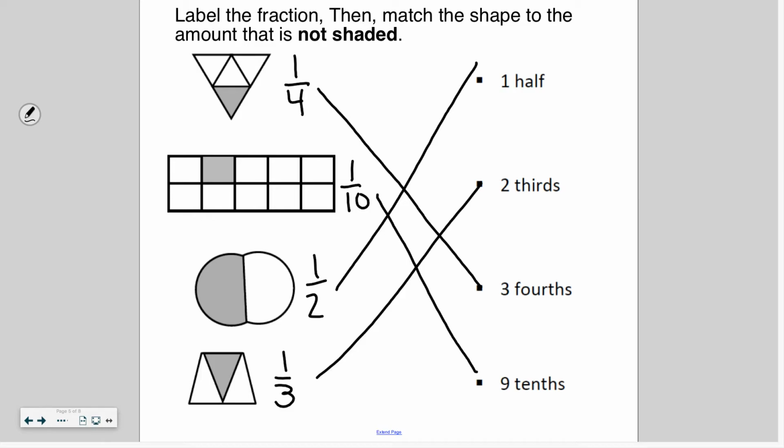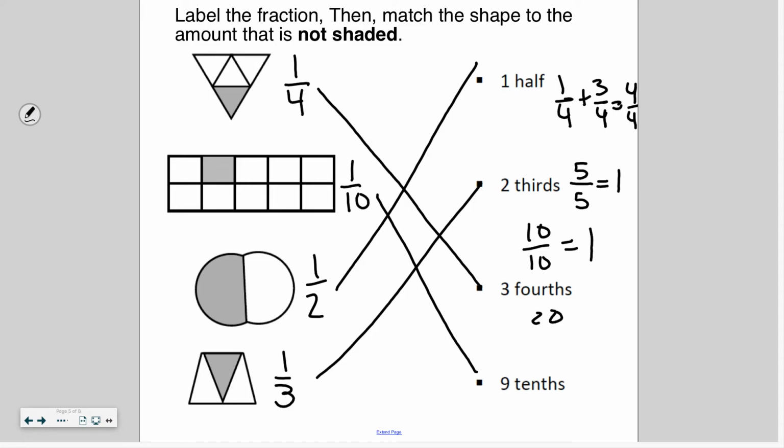And notice all of these add up to a whole. 1/4 plus 3/4 make 4/4, and that's a whole. I would have all of it shaded in. Anytime the numerator and the denominator are the same, that equals one whole. Doesn't matter what the numbers are. 10/10, 5/5, 20/20 if I wanted. They all equal one whole because the numerator and the denominator are the same. That would mean that all the parts are shaded.